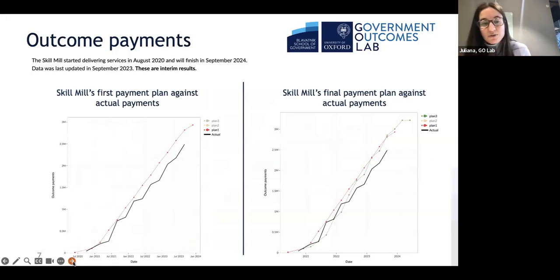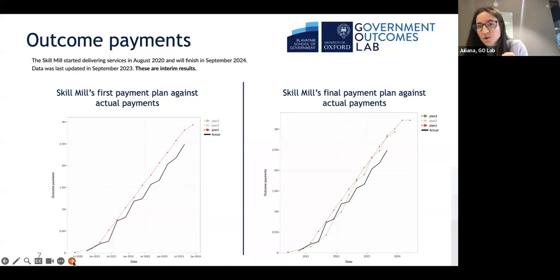I took two different screenshots. The first one is comparing the skill mill first payment plan against actual payments. And you can see that the line is going very close to the initial plans. And the other one is comparing the skill mill final payment plan against actual payments. You will see that there is a difference, that the latest payment plan is a bit longer.